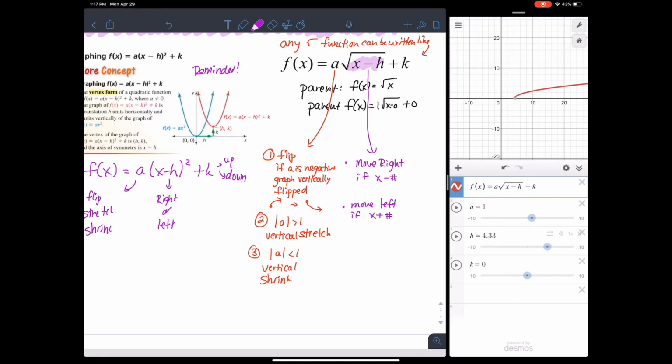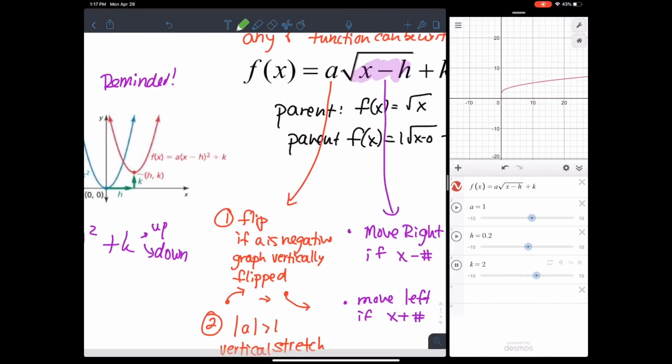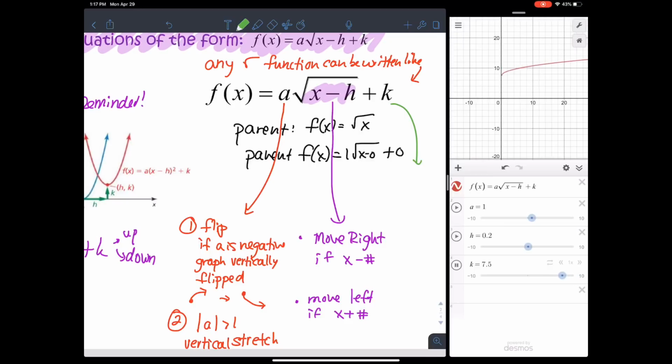And then lastly, we should already have a guess for that k value. So I'm going to put h back at 0, or close enough. And the k value, we can see is just making that graph move up or down. Very similar to the parabola. So I'm just going to label that on our notes here. At this k value, it'll move up if it's a plus k, or plus a number, and it'll move down if it's minus a number.